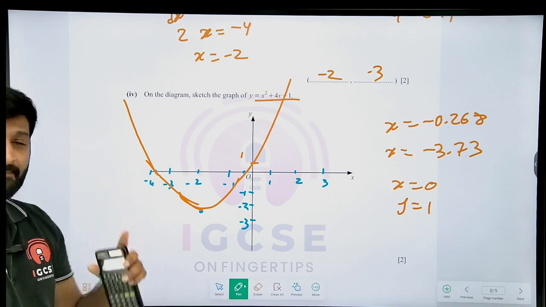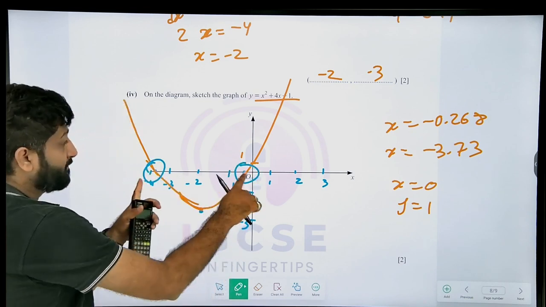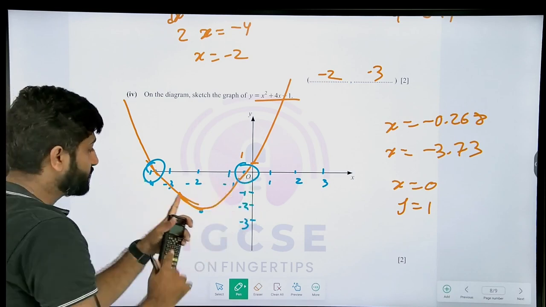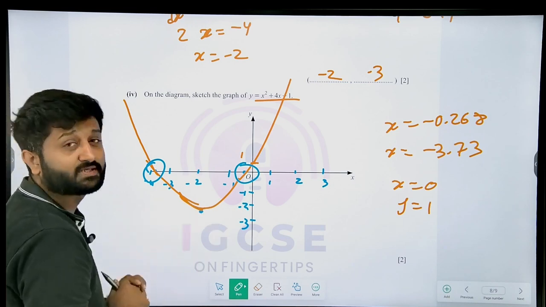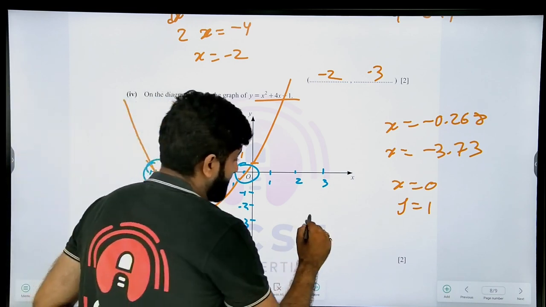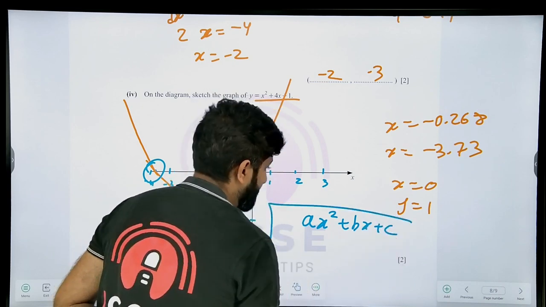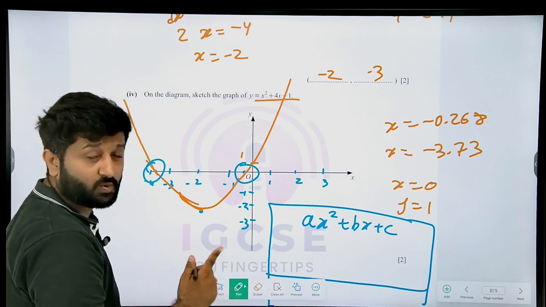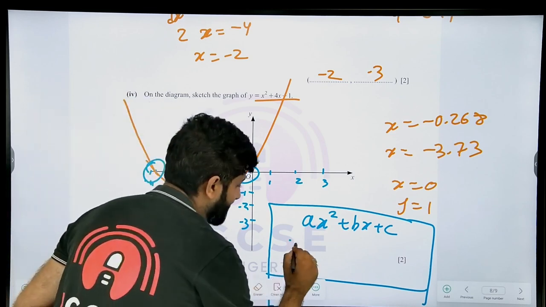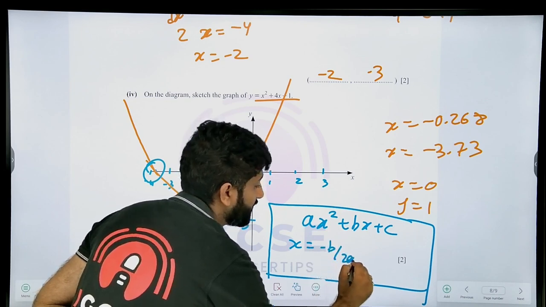Also, one more tip. The midpoint of the x-intercepts is going to be your turning point. Also, if you have a quadratic equation in the form of ax square plus bx plus c, the simplest way to find the turning point is that x is going to be negative b over 2a.